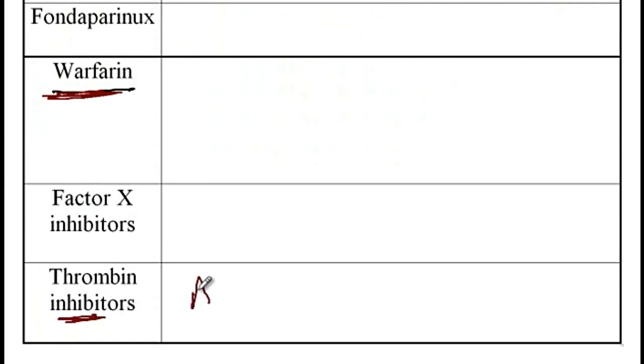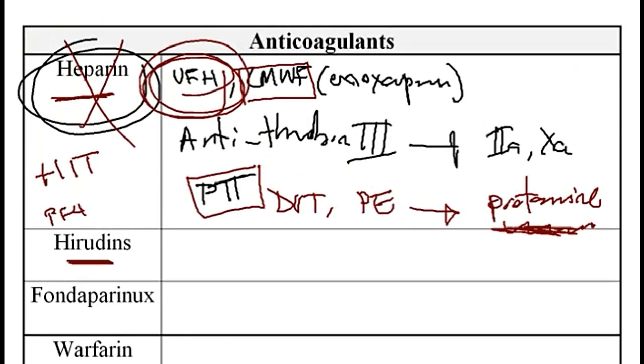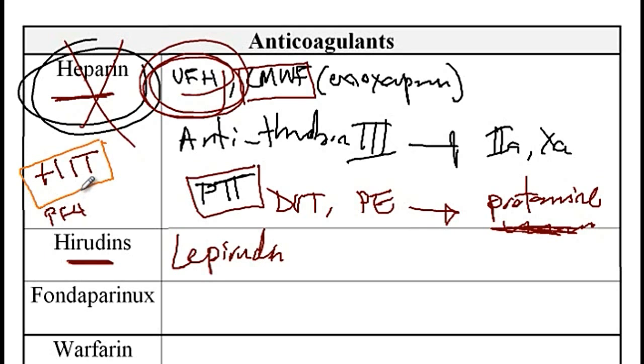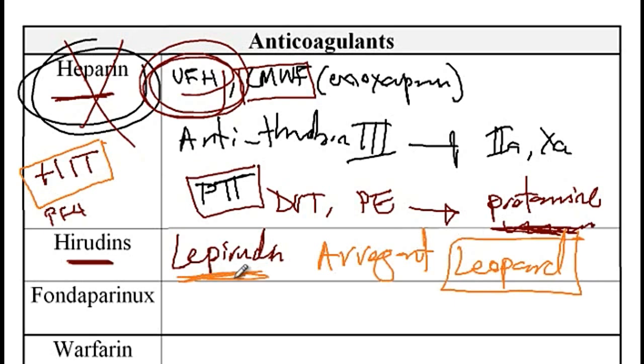So this is argatroban, which is a factor 2A inhibitor, and it can be provided orally, or you can provide them with lepirudin, which is another factor 2A inhibitor, except that it's being provided via the parenteral route. Now, the mnemonic that I use to remember what medications are used for the treatment of heparin-induced thrombocytopenia is called the arrogant leopard. So you can provide these patients with lepirudin, or you can provide them with argatroban, both of which are factor 2A inhibitors.